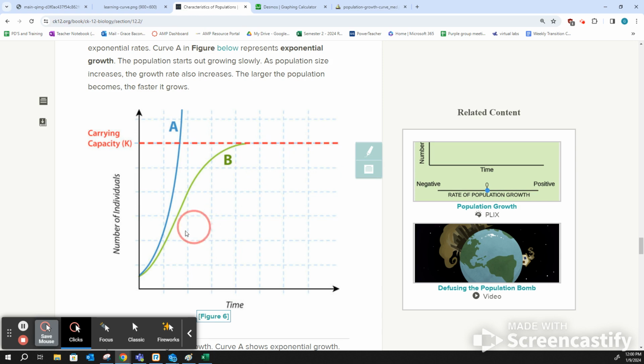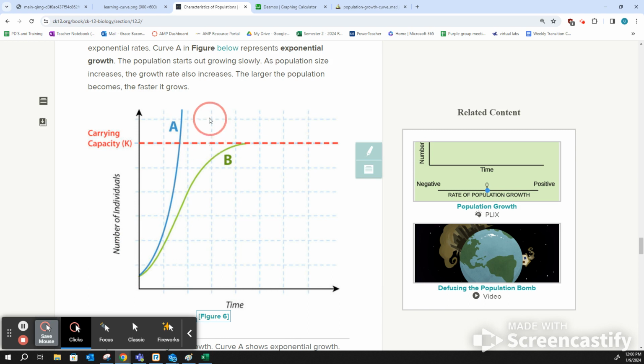We can also call curve A the exponential curve. It looks a little bit like the letter J. We can kind of see a J there, so we sometimes hear that called a J curve. And the logistic curve is sometimes called an S curve because it has this piece, then slows down, and then has this piece, so it almost looks like an S. Those are some terms you may hear.